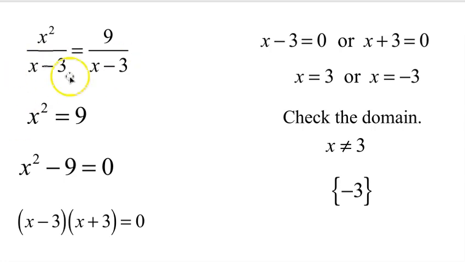So again, check the domain. Make sure that your answer is allowable. Make sure your answer does not give you a division by 0 situation.